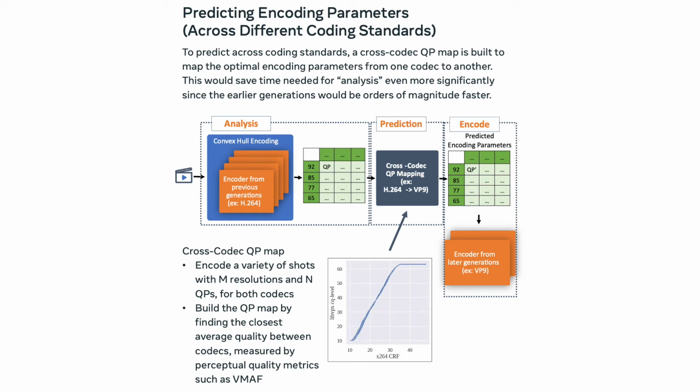For example, we can take a video and use an H.264 encoder for the convex hull encoding analysis step. And then we put it through the cross-codec QP mapping and obtain the predicted encoding parameters, which we would then use for an encoder from a later generation, such as VP9. And the map can be built by encoding a variety of shots with m resolutions and QPs. And by finding the closest average quality between codecs, we can build such a map.